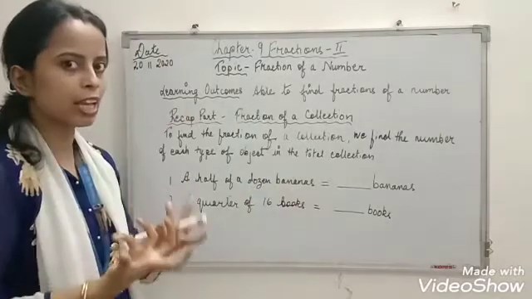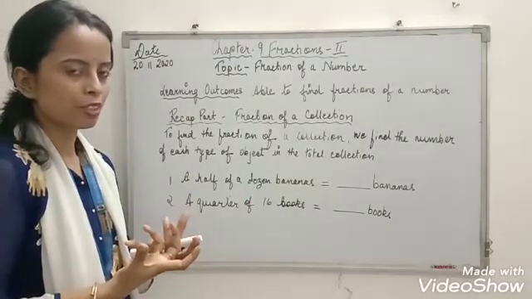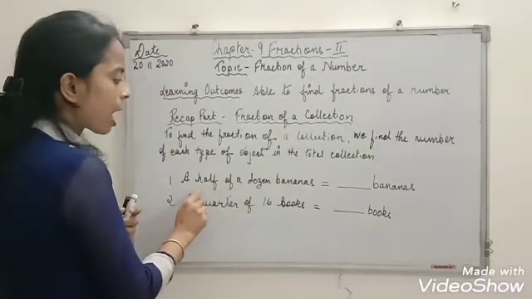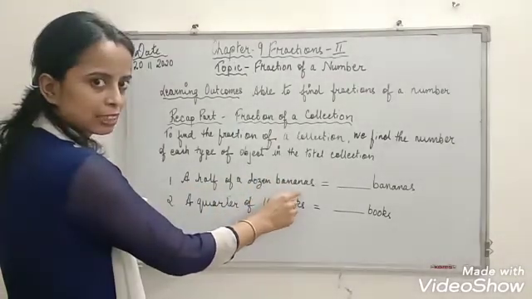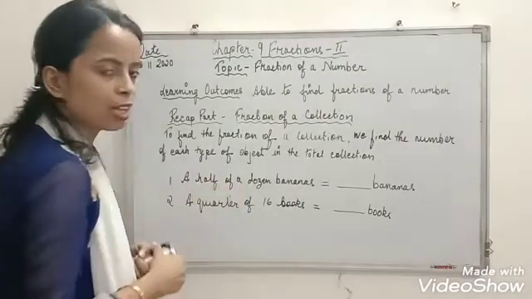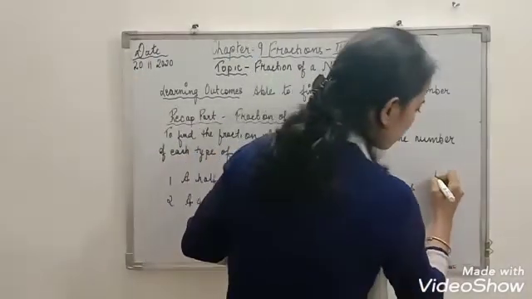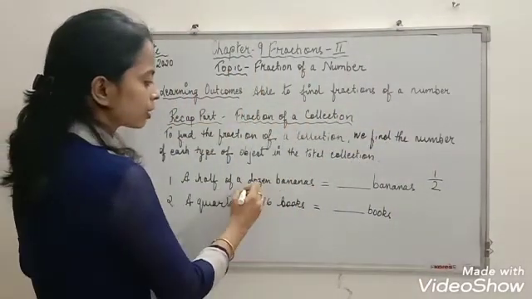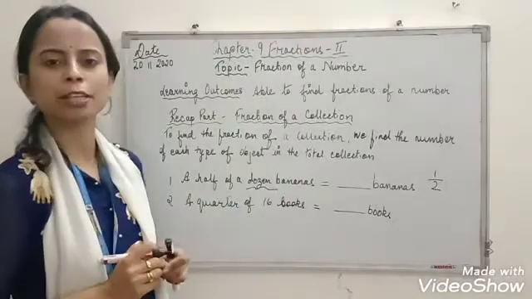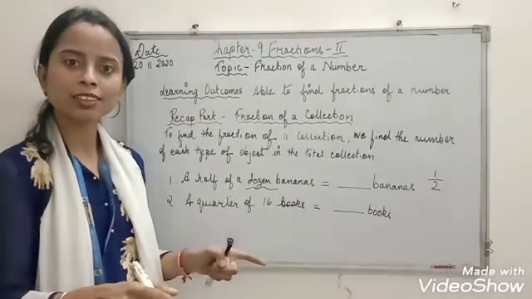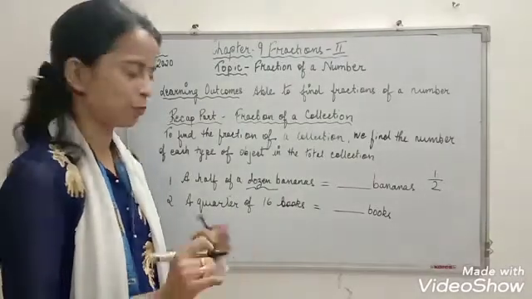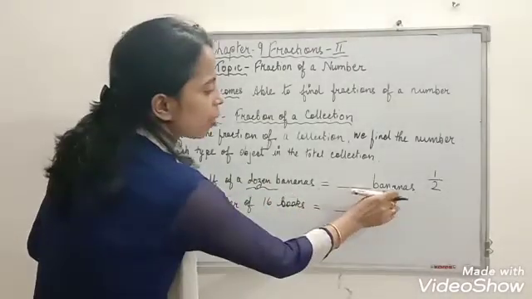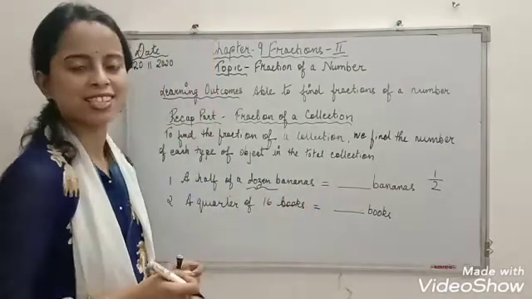A dozen bananas is a collection. Yes or no? Now you have to find out what? The fraction of a collection. Half of a dozen bananas. Half is a fraction term. Half represents what? 1 by 2. Half of a dozen bananas. A dozen bananas, here children, tell me. It is 12. 12 bananas. Half of a dozen bananas is equal to how many bananas? You have to find out this.